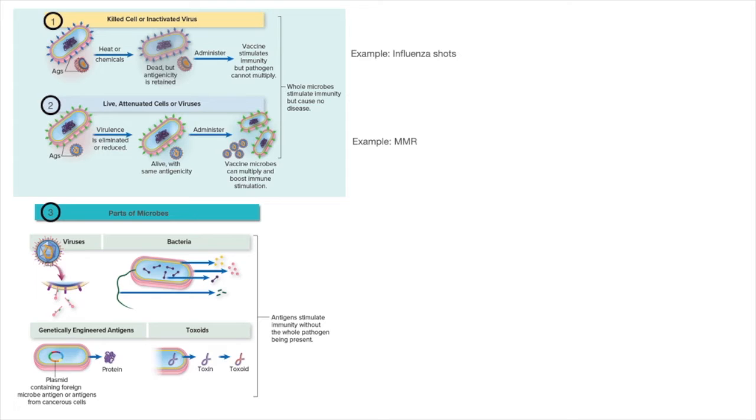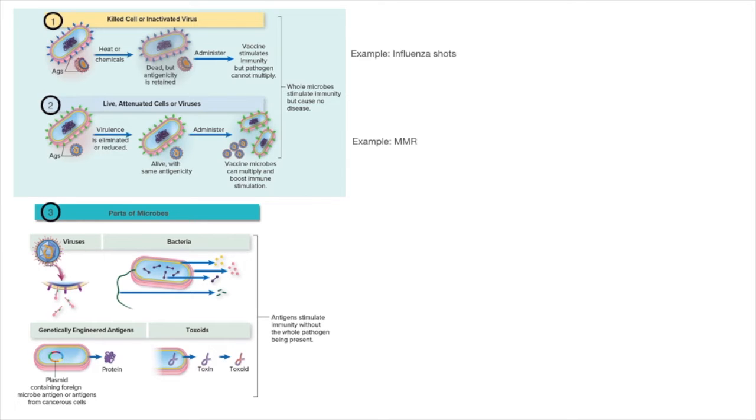In another method that we use, number 2, the microorganisms are still alive, but the parts of them, the genes or outer surface proteins or something, have been changed, eliminated, or reduced so that they are still antigenic, they don't cause disease, and the advantage here is that they can continue to multiply and continue to boost stimulation to the immune response.